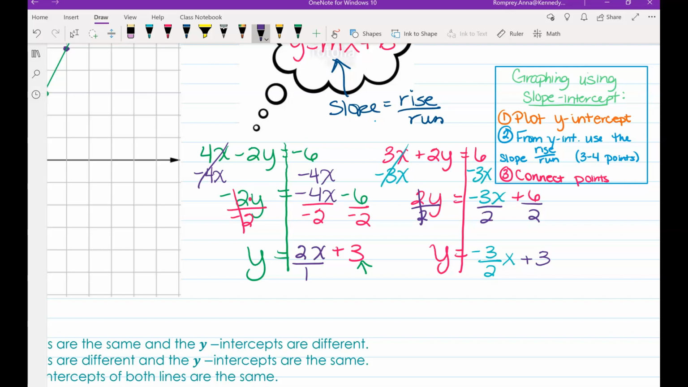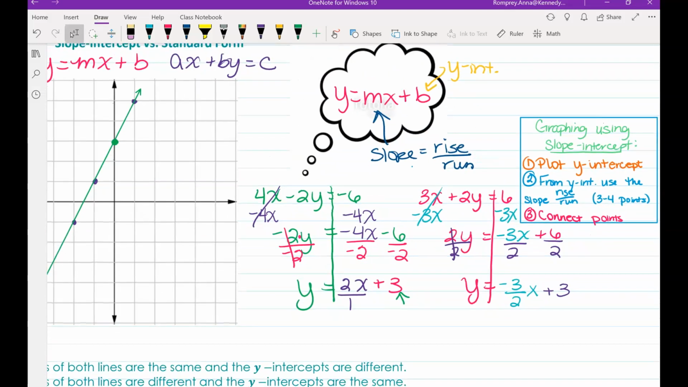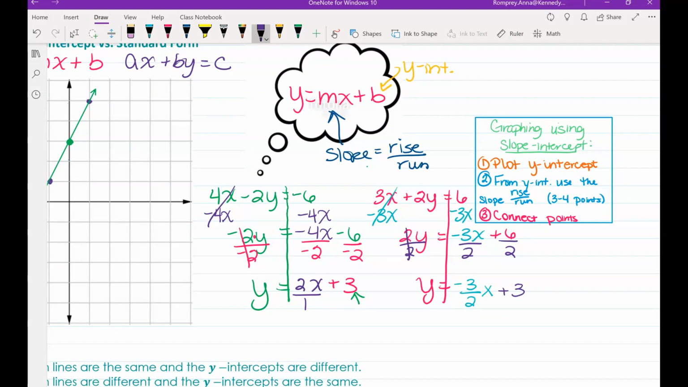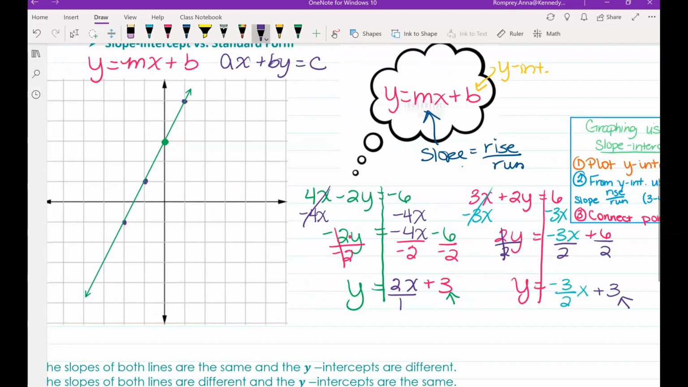All right, so let's try it out. Again, where do we begin? I have a y-intercept of +3. Hey, that's what we had last time. All right, so apparently our graphs are going to overlap. So from here, I am going to use my slope.